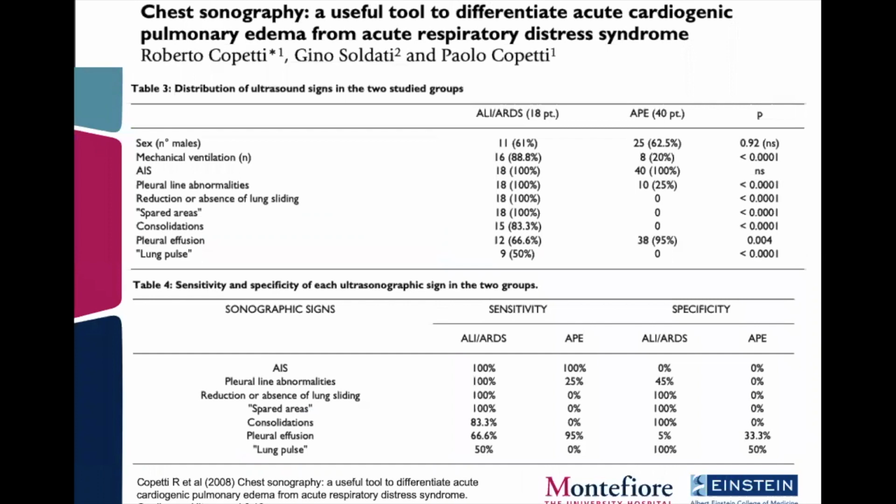This was a small study of about 58 consecutive patients who presented with respiratory failure with diffuse B lines. The authors characterized the pleural line, and they found that pleural line abnormalities, reduction of lung sliding, having spared areas where it's not homogeneously affected, areas that have these subpleural consolidations whereas other areas are spared, all of these were highly specific for acute lung injury, ARDS, versus a cardiogenic pulmonary edema etiology.